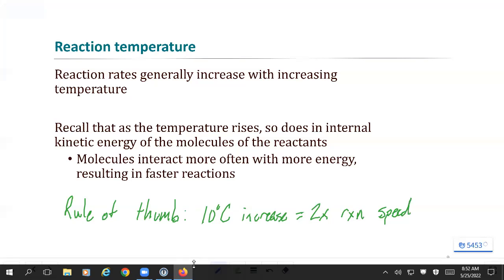General rule of thumb for temperature is this. For every 10-degree increase in temperature, we see a rough doubling in reaction speed.